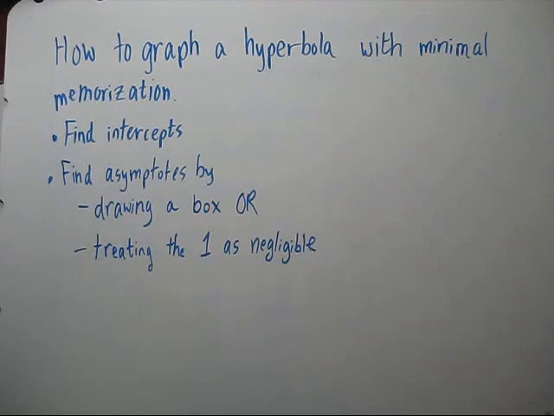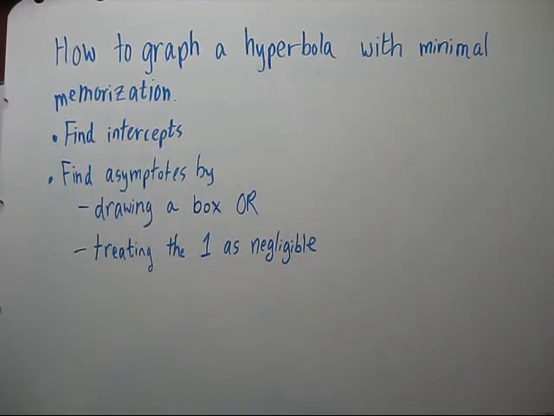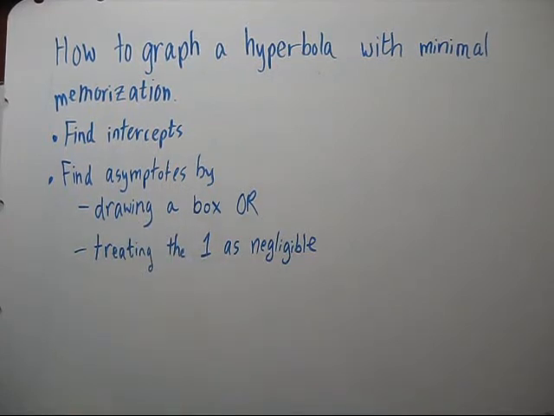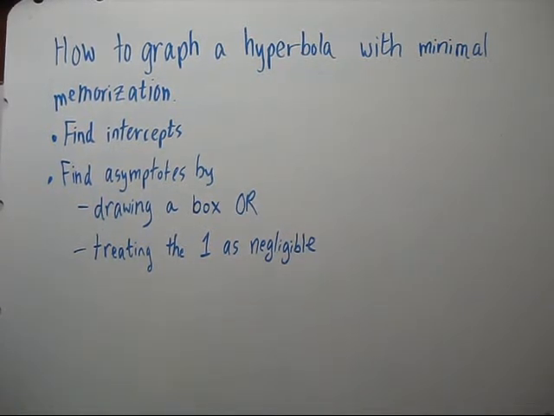We like to graph hyperbolas without having to memorize a lot of tables on which intercepts go where and what the asymptotes are. So to find the intercepts, you just plug in 0 for one of the variables and find the other. And then we find the asymptotes by either drawing a box, which you would have to memorize how to do, or treat your 1 as negligible. When x and y are large, that 1 doesn't make a difference. So that's a way to find the asymptotes.